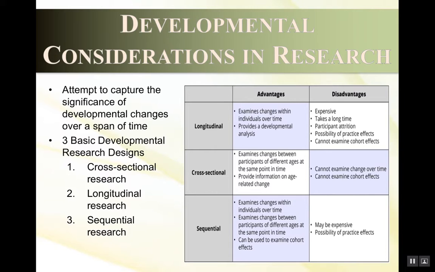So what changes can we see between point A and point B, not the in-between of point A and point B. Now, sequential research design examines changes within an individual over time. It examines changes between participants at different ages at the same time. So it's kind of combining longitudinal and cross-sectional together. Now, this one can be used to examine cohort effects. And it may be very expensive, just like longitudinal, because it's a combination of the two.